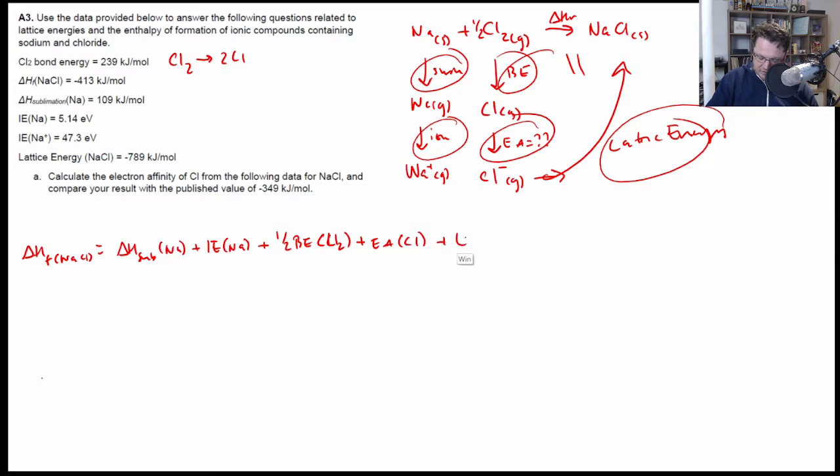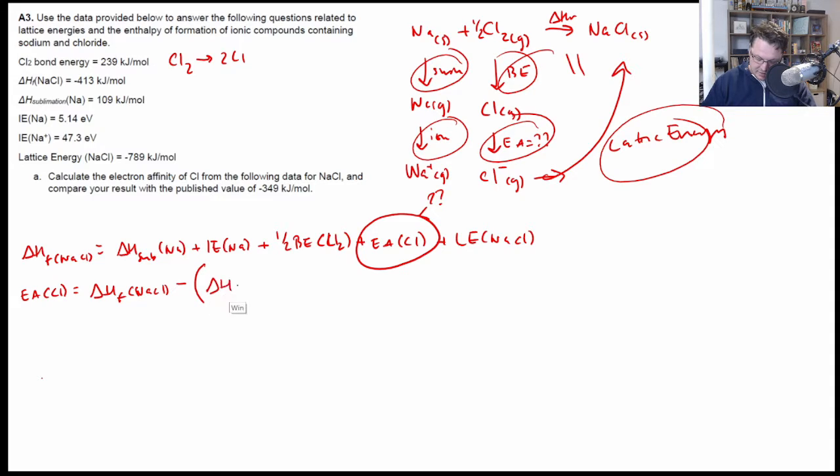And then now the last thing is the lattice energy of sodium chloride. We add all of those together. So now the thing that we're trying to figure out is what this value right here is. So all we have to do is just rearrange the whole system, and then basically subtract everything from it. So the electron affinity of chlorine is equal to the heat of formation of sodium chloride minus, and then it's just basically everything else that we had right there.